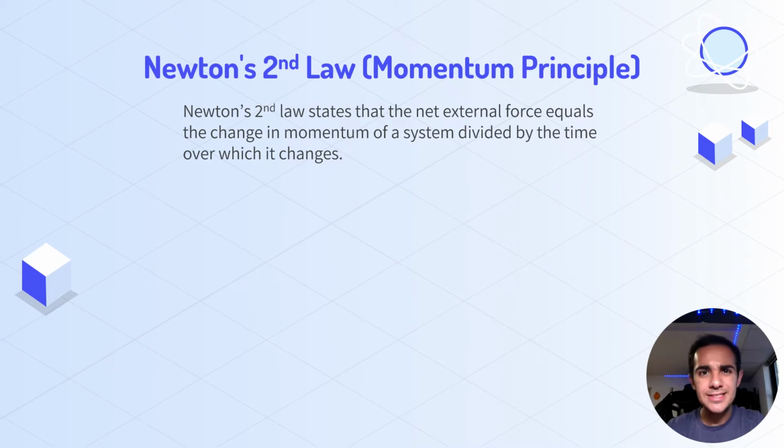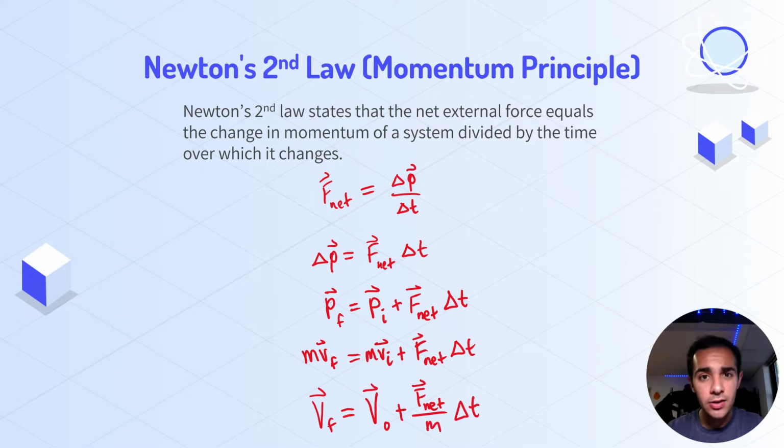So what even is Newton's second law? Well, Newton's second law states that the net external force equals the change in momentum of a system, and momentum is just mass in motion, so mass times velocity, divided by the time over which it changes. So here's a general formula for that. And if we take it further and derive it, we can get that the final velocity equals the initial velocity plus the net force over mass times the change in time. And this is called the velocity update formula. What this tells us is that if the net force acting on our system is zero, the velocity does not change.